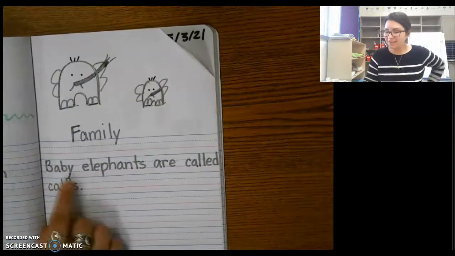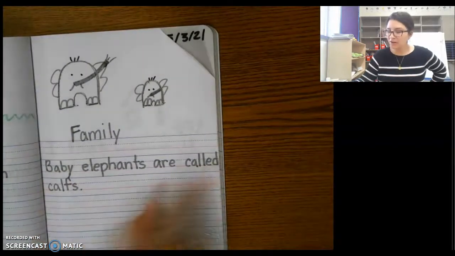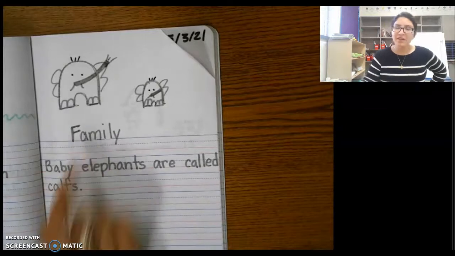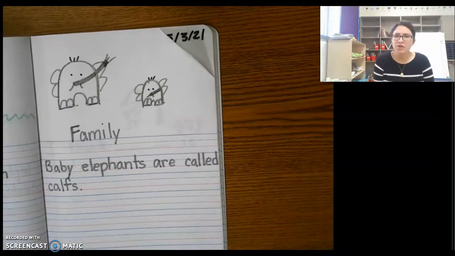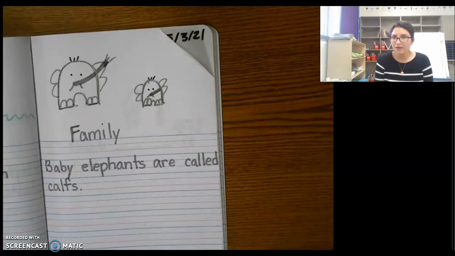So let's read our sentence again. Baby elephants are called calves. This is for family. Now, I know you're probably thinking, well, Miss Magoni, we actually read a story today and we learned a little bit more about family. We learned about herds, right?